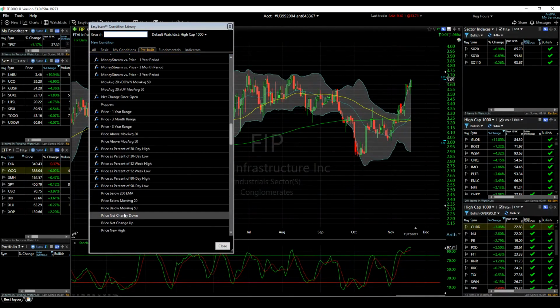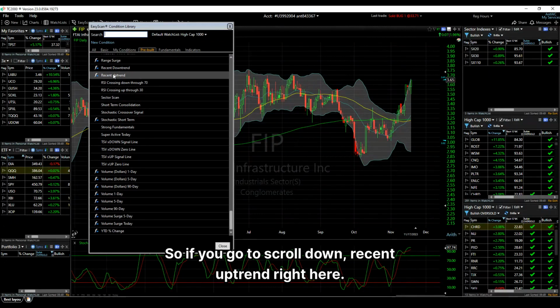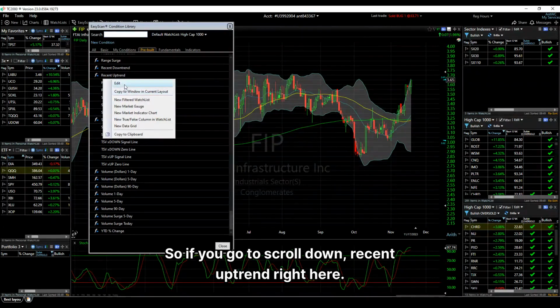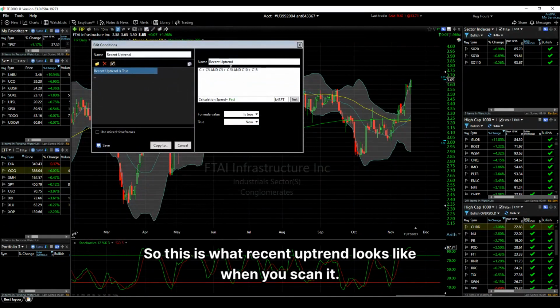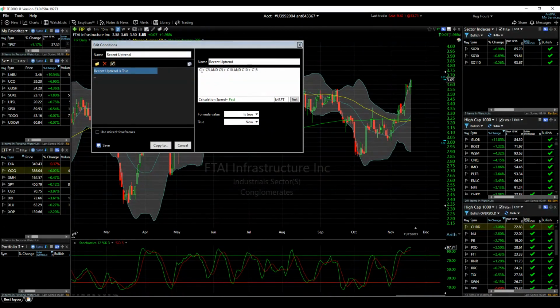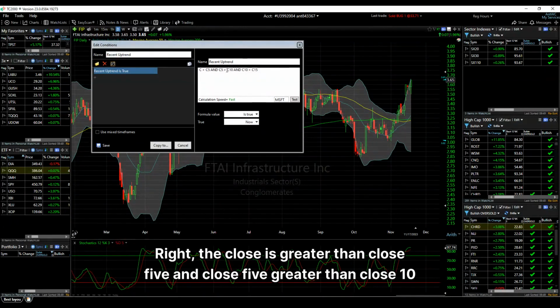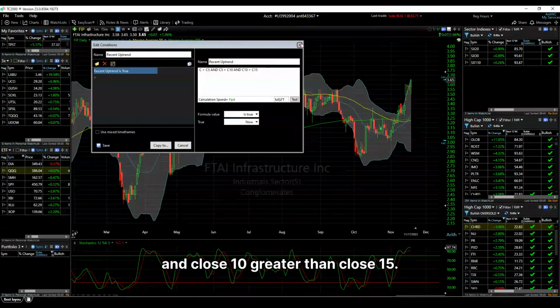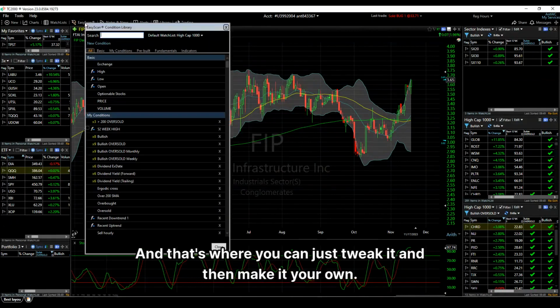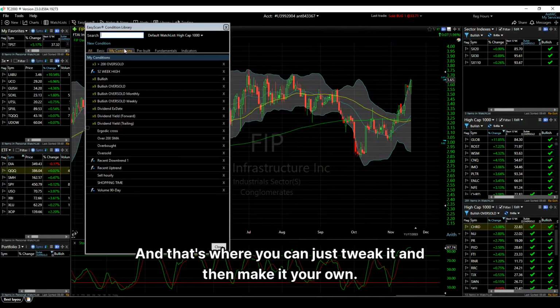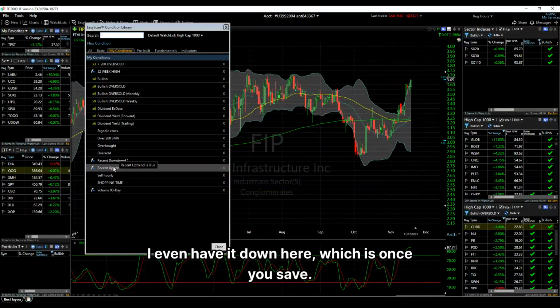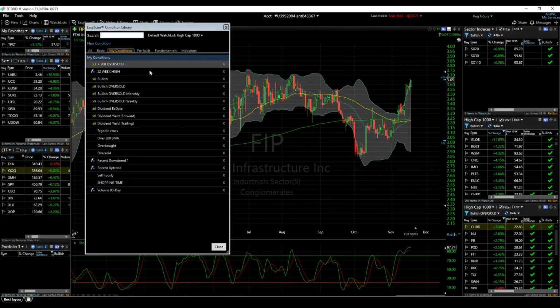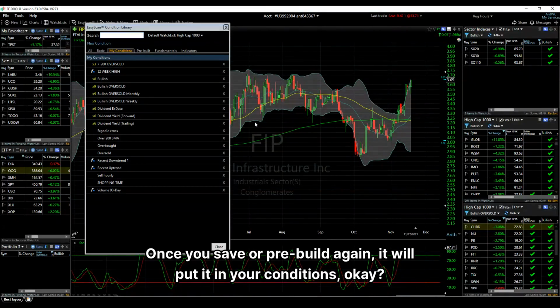So if you scroll down, recent uptrend right here. This is what recent uptrend looks like, and you scan it. The close is greater than close 5, and close 5 greater than close 10, and close 10 greater than close 15. And that's where you can just tweak it and make it your own. So I even have it down here, which is once you save their pre-built again, it will put it in your condition.